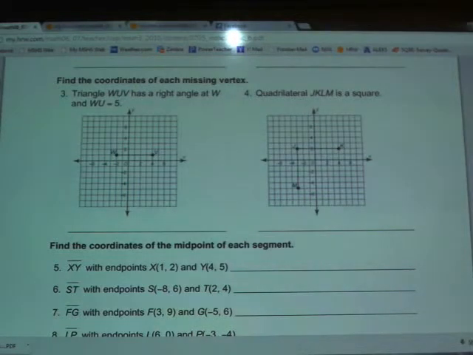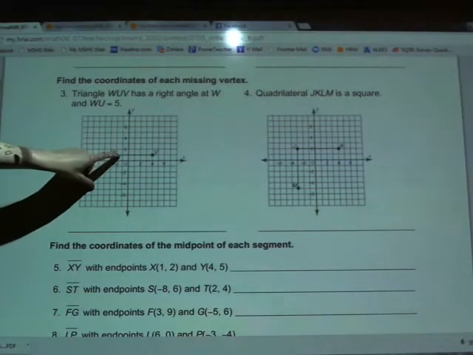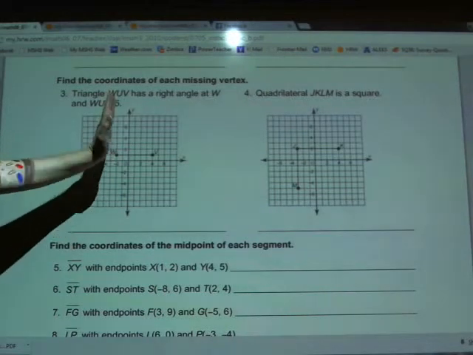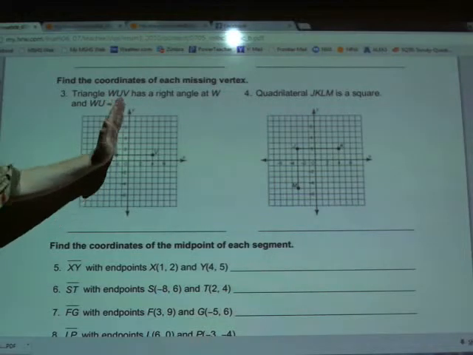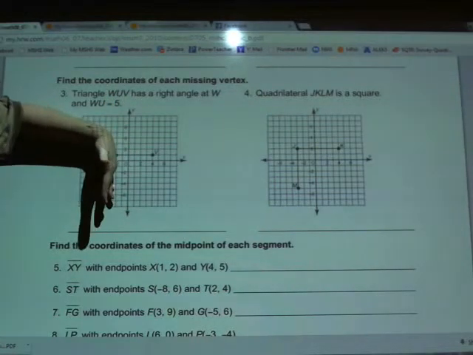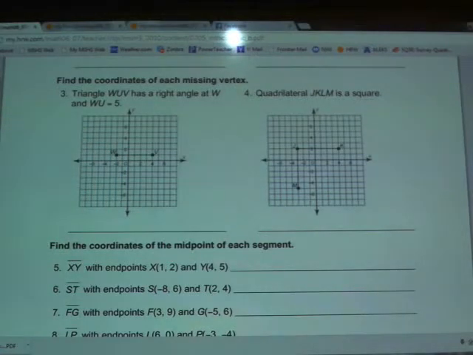So in number 3 here, it says triangle WUV has a right angle at W, and WU equals 5. Okay, so that means we're supposed to make a right angle out of this point right here, which won't be hard, because remember, a right angle makes that L shape, so it's either going to have a line that goes up to make the L, or it could go upside down and still make that right angle. It's a backwards L, an upside down L, but still makes that L shape at 90 degrees.